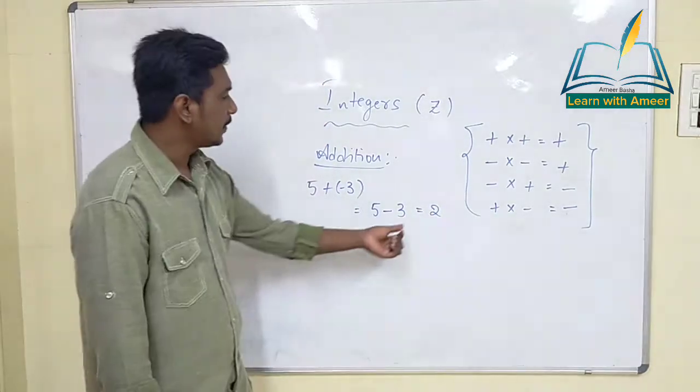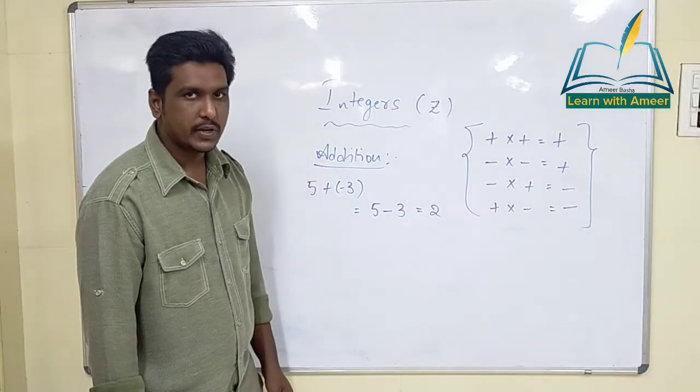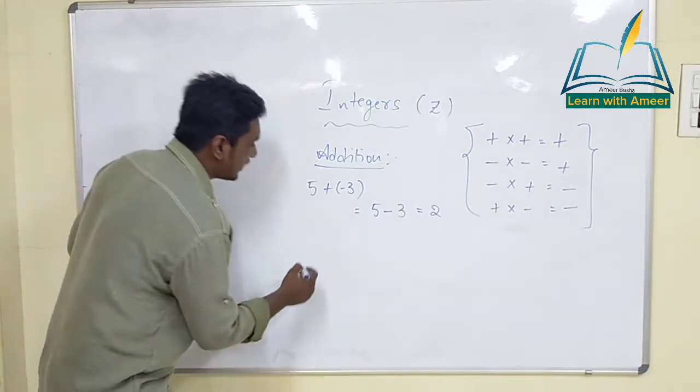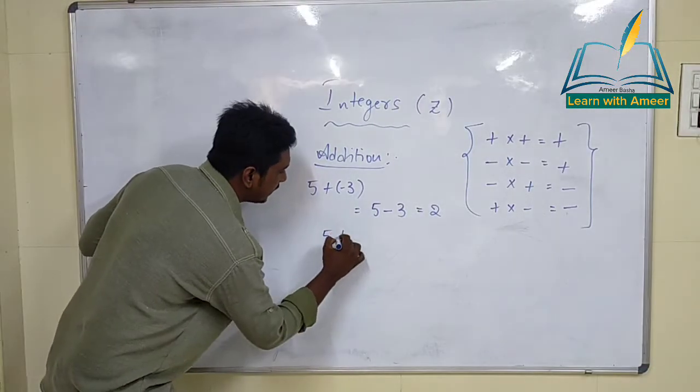5 minus 3 is 2. Okay, children? Now let us see one more example. This one you already know.